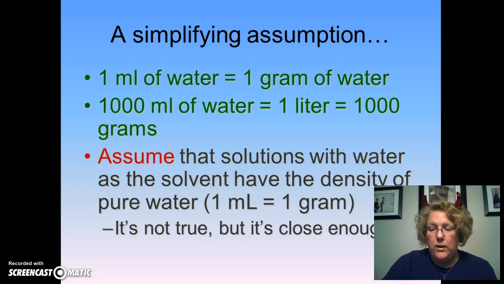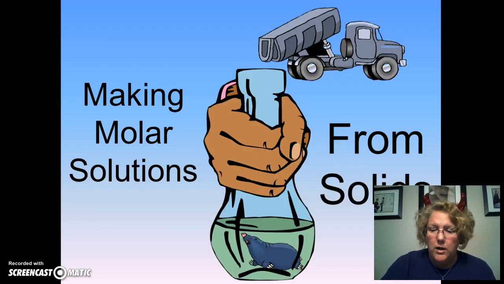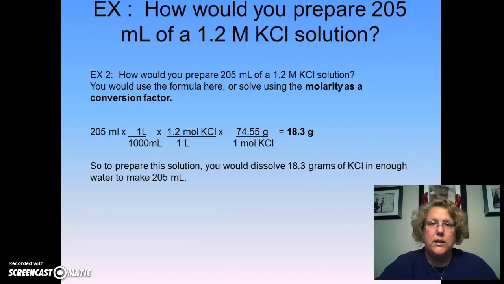All right, so making molar solutions from solids. Just going to do a few more examples. How would you prepare 205 milliliters of a 1.2 molar solution? Okay, so in the previous example, we asked what the molarity would be. Now we know what the molarity is, and we just want to know how to make it. How much stuff would we need to dissolve in 205 milliliters? Well, we have two numbers here, the 205 and the 1.2.